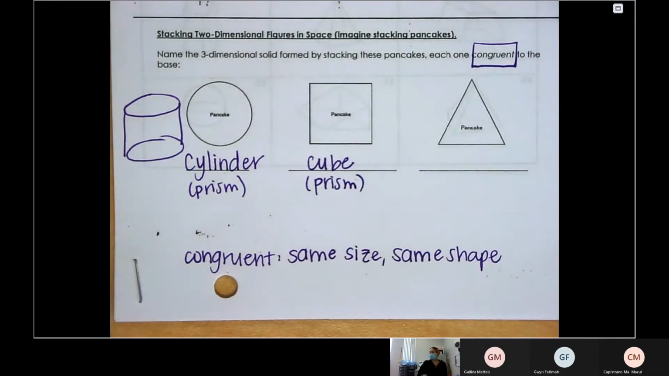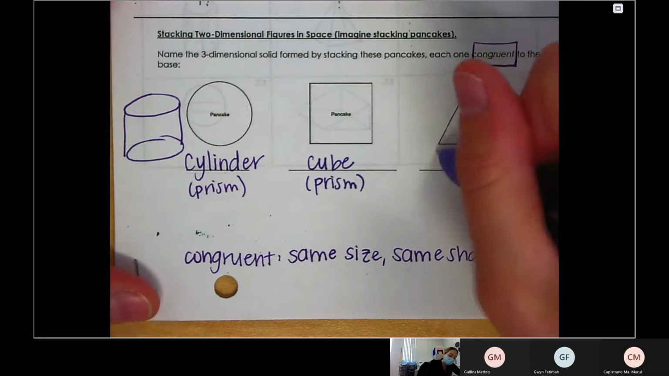Okay, last one, a triangle. If I stack congruent triangles, they stay the same, they work their way up. Triangle at the bottom, triangle at the top, what am I making? Triangular prism. Good. If I stack enough, it's going to look like this one, the tent. Right? Triangle at the bottom, triangle at the top. They've stacked onto each other. A triangular prism.